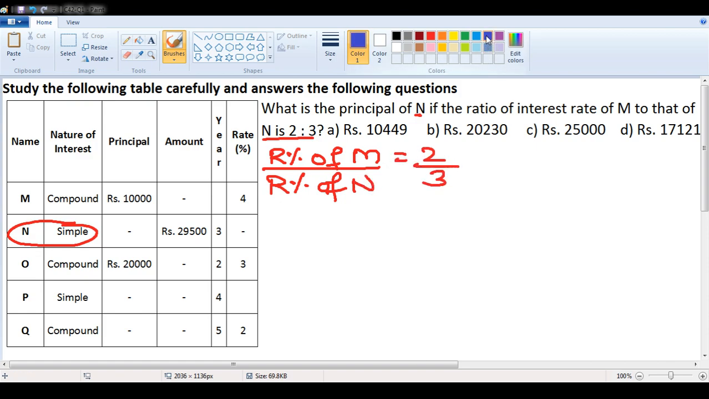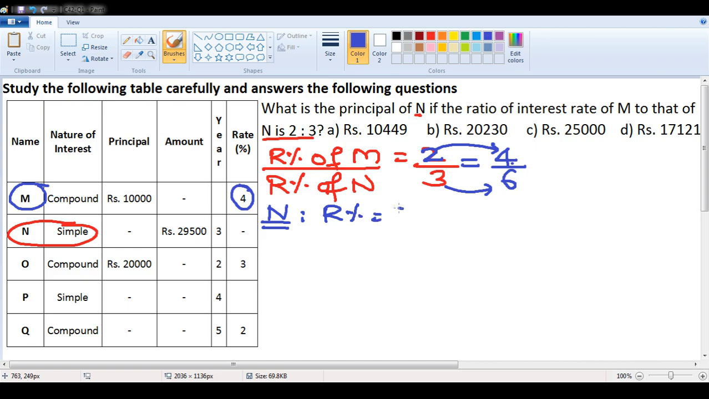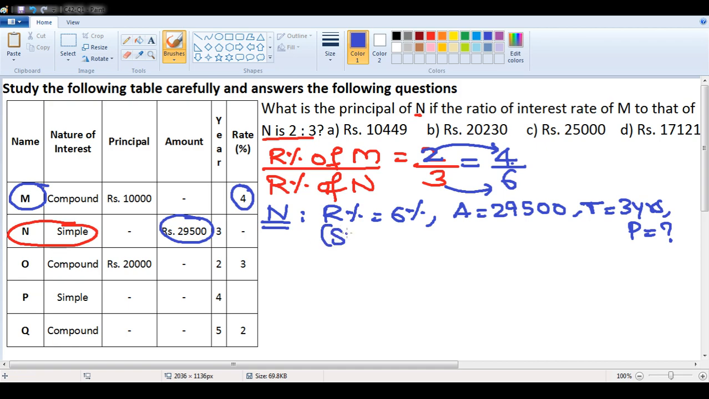Now listen to this carefully, sir. Can I say that for M rate of interest is given as 4 percentage? According to ratio, 2 is becoming 4, multiply by 2, 3 also multiply by 2. That means rate of interest for N is 6 percentage, and amount is given as 29,500, right? Number of years is given as 3 years. They are asking you the principal, right? This is a simple interest for N.